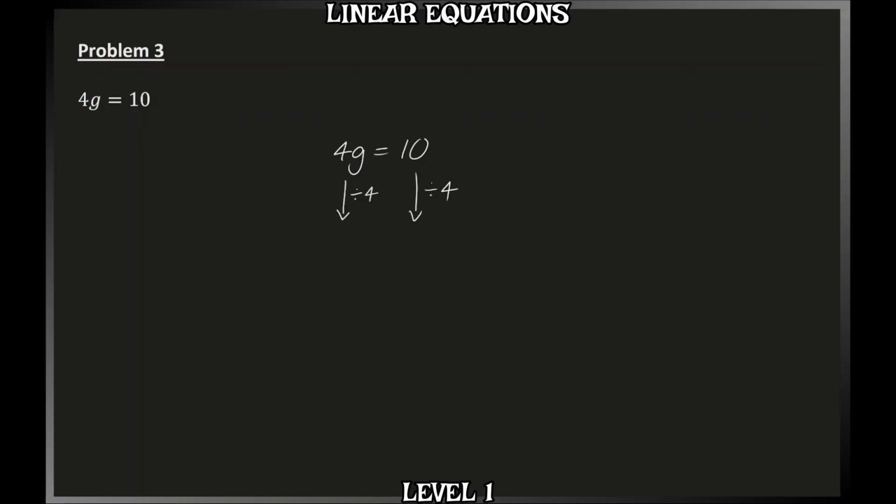Now 4 divided by 4 is 1. So the left-hand side becomes 1g, or just g, as we expected. On the right, 10 divided by 4 can just be written as 10 over 4. And if we want to simplify that, we can simplify it to make it 5 over 2. And this is our final answer for problem 3. Now this can also be written as g is equal to 2.5, which is also a perfectly valid answer to this problem.